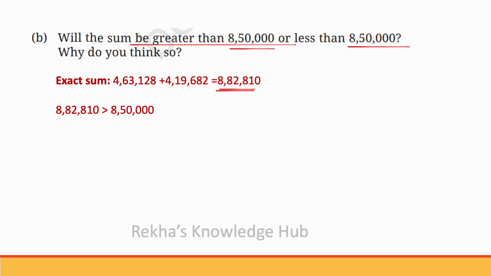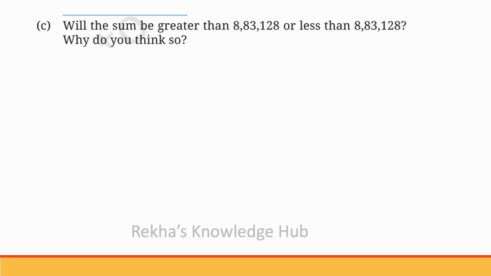See, 8,82,810 is greater than 8,50,000. So, the sum will be greater than 8,50,000. Will the sum be greater than 8,83,128 or less than 8,83,128? What do you think?